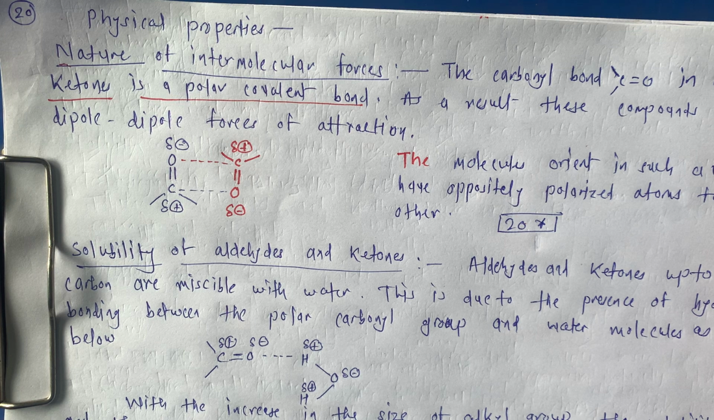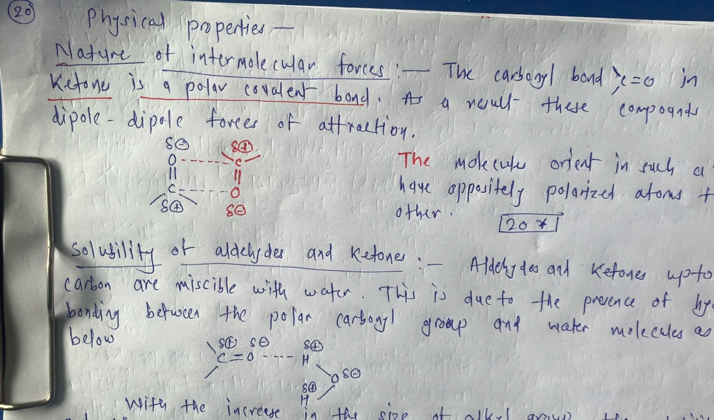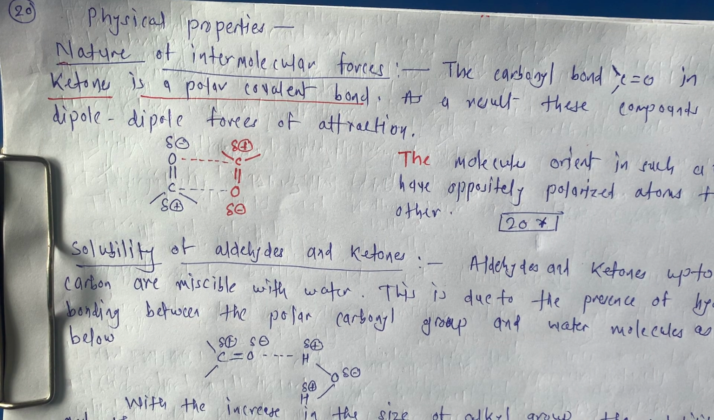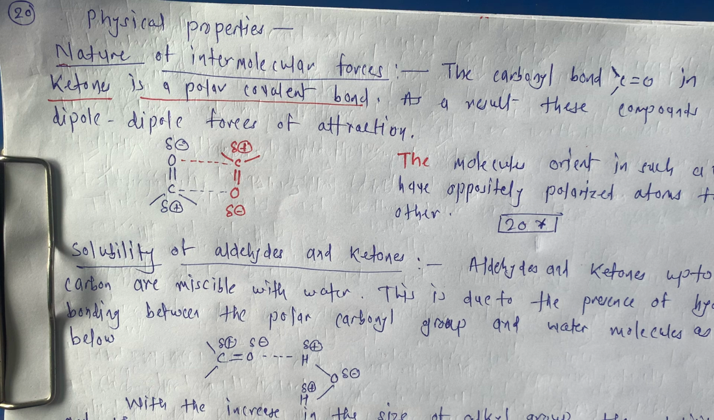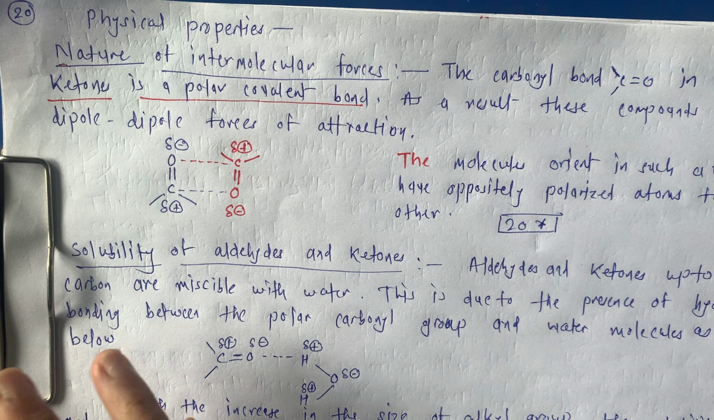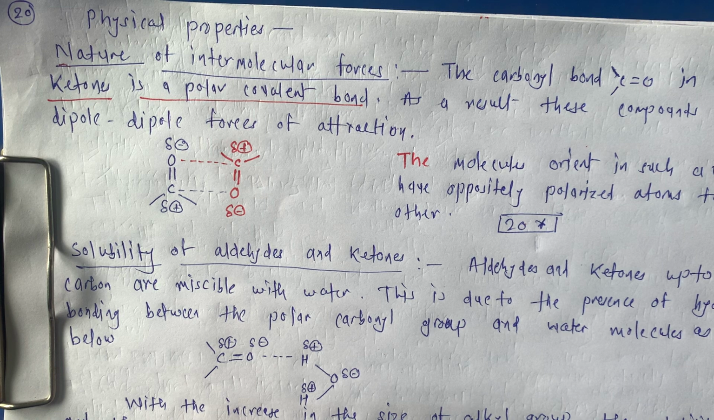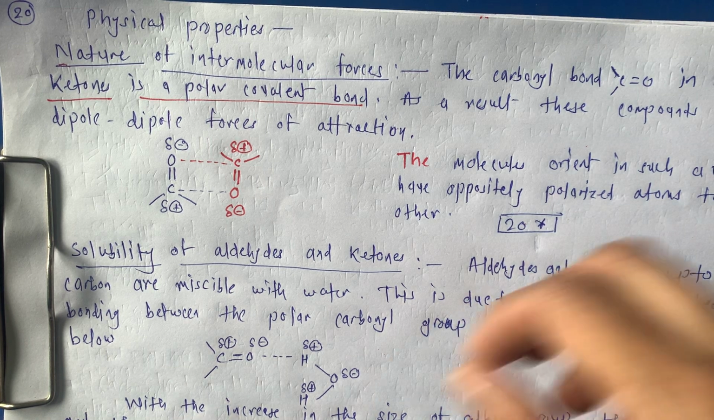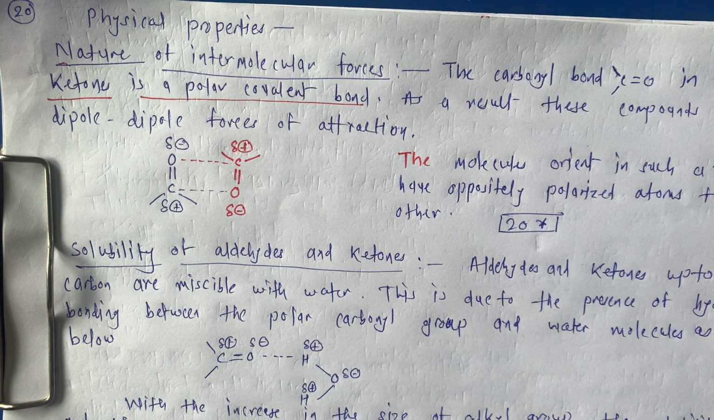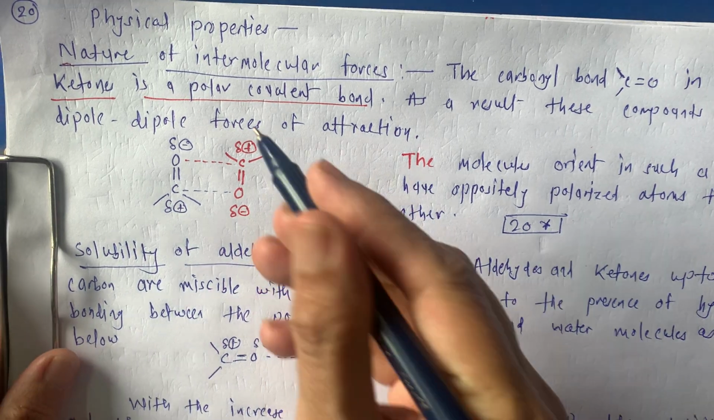We studied so many physical properties in 11th standard that all of you know: boiling point, melting point, then van der Waals forces, then hydrogen bonding, and other aspects like steric effect and hindrance. All these things we studied a little bit in 11th standard also. Now particularly we are going to study them for aldehydes, ketones and carboxylic acids. So first we have to see the nature of intermolecular forces.